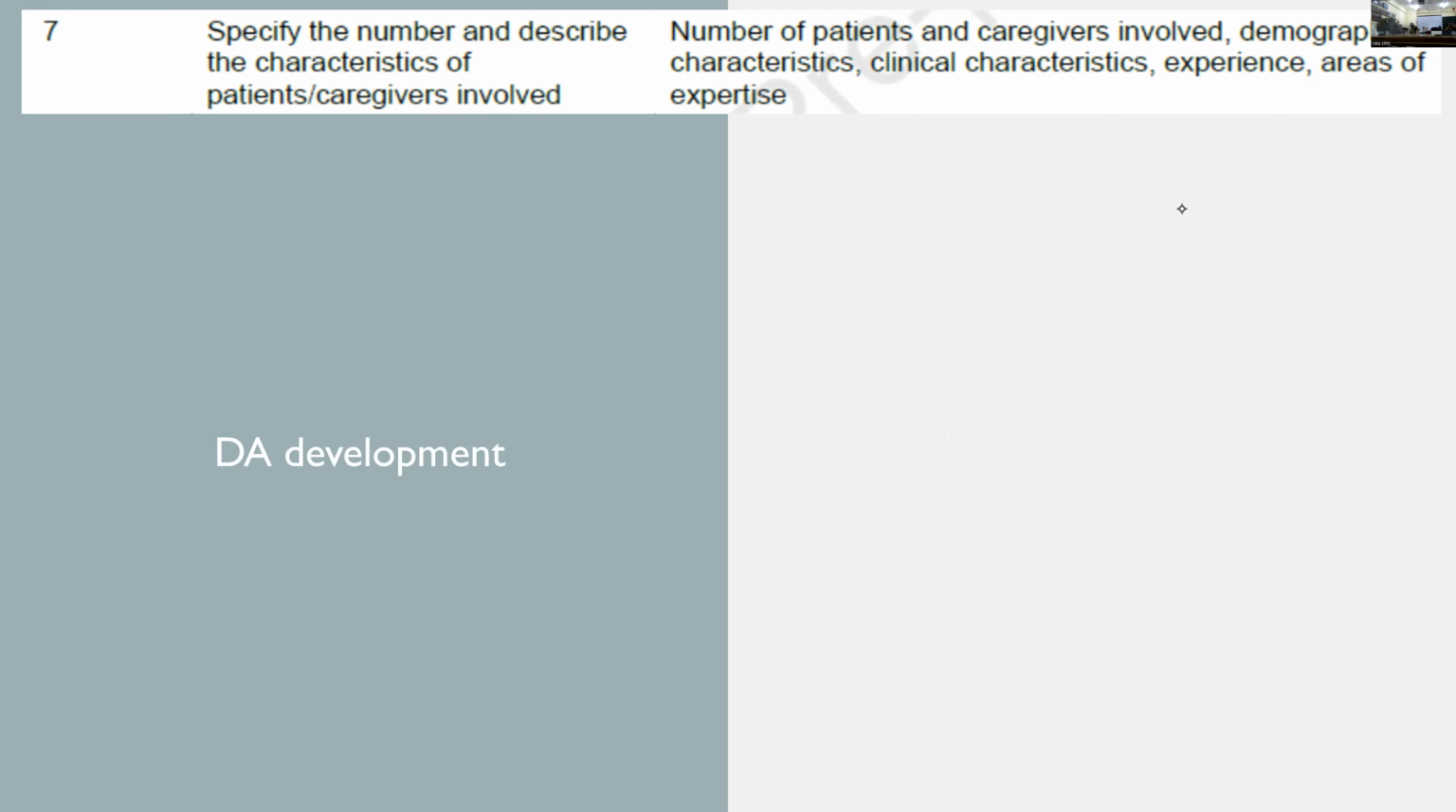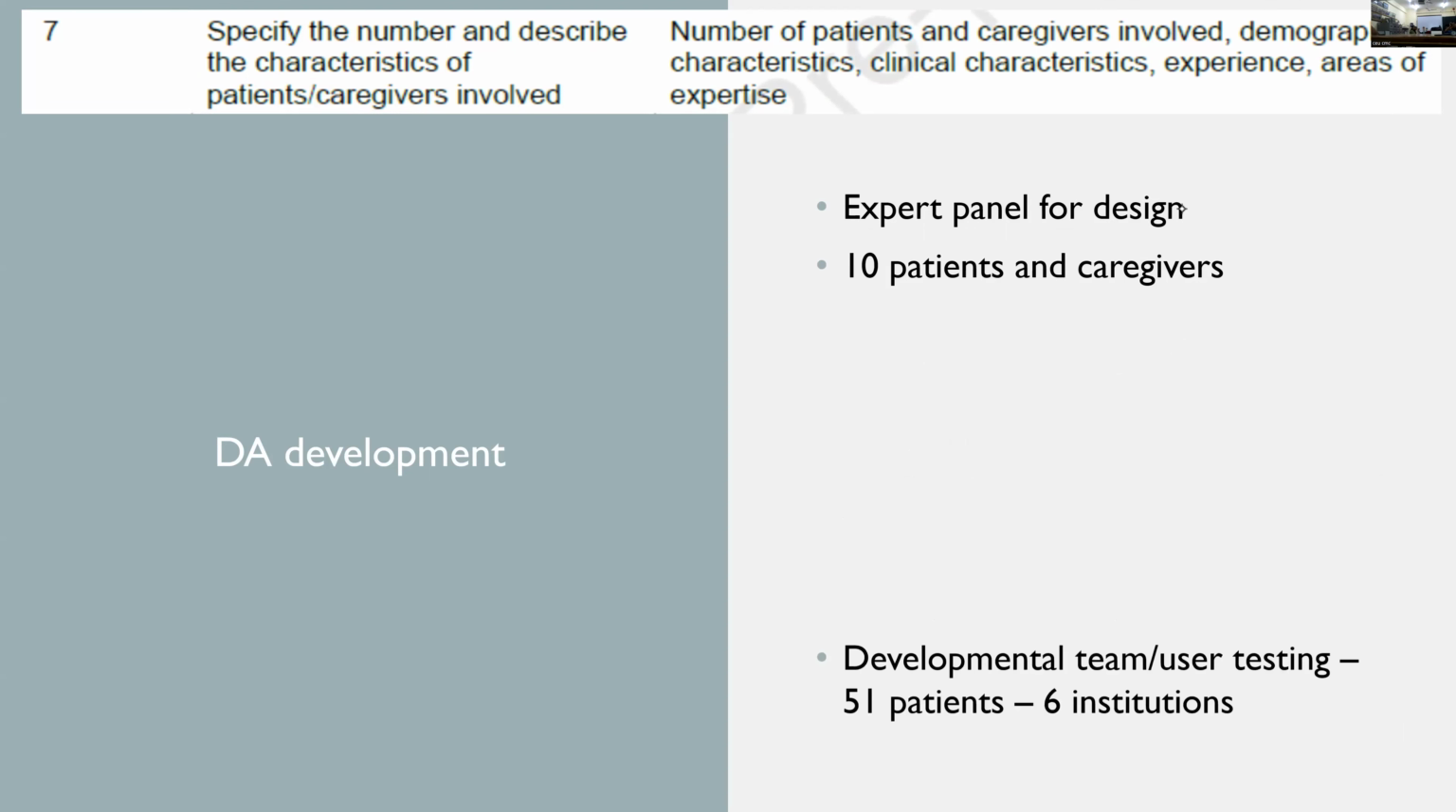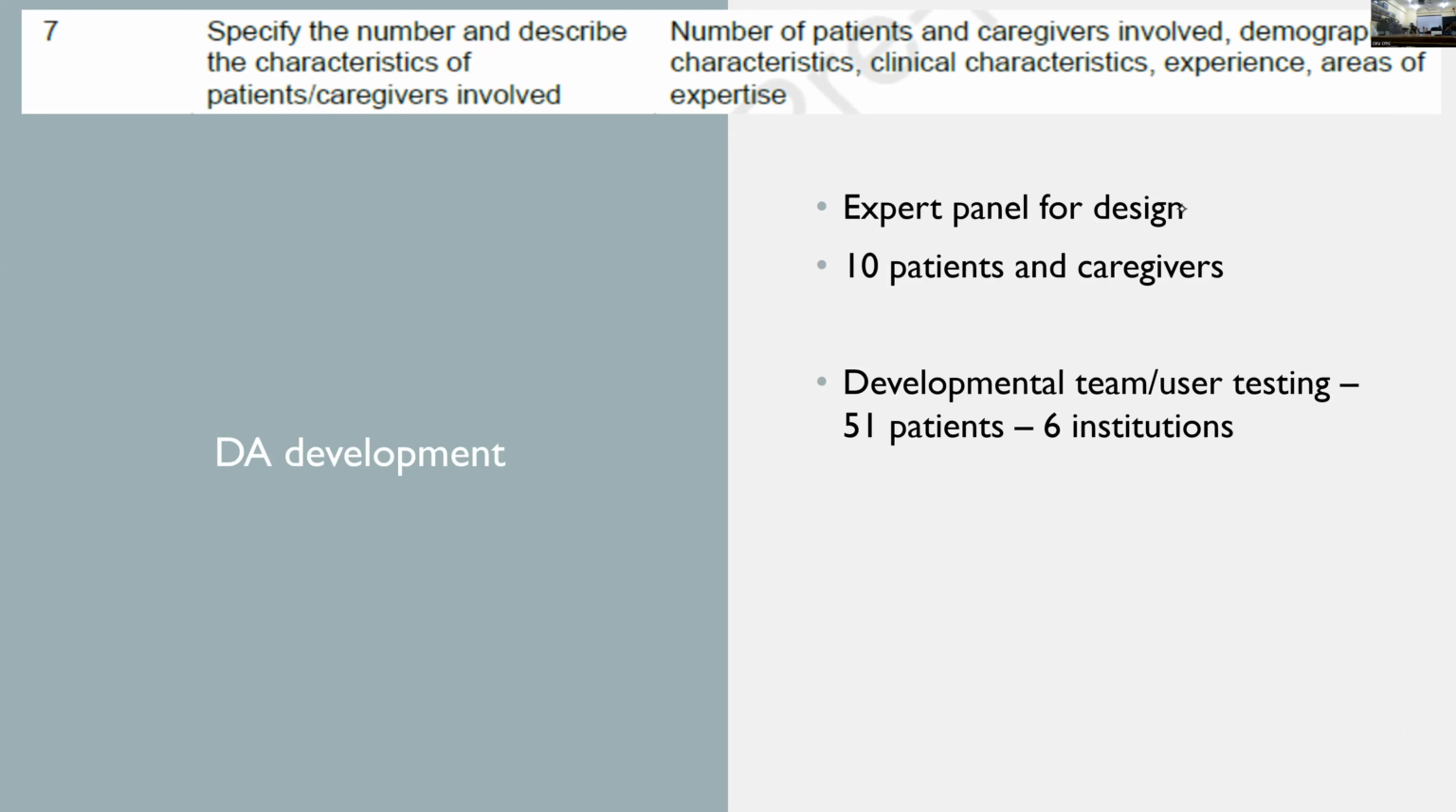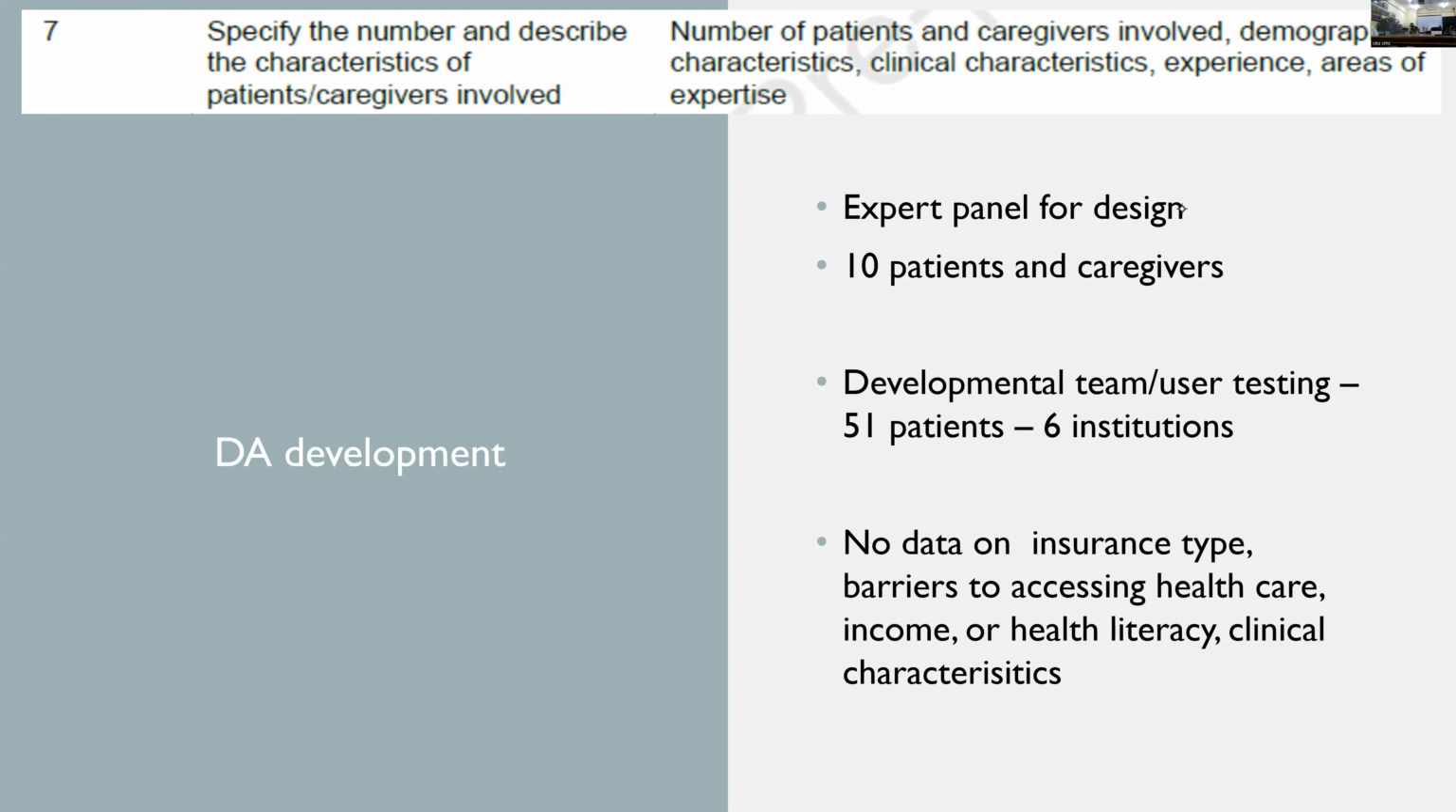Specify the number and describe the characteristics of the patient and caregiver involved. So in the developmental study, they had one panel for the designing of the aid, which included 10 patients and caregivers. They had another developmental team in which, apart from the other expertise, there were 51 patients. They were from around six institutions. However, the clinical details, the healthcare income, or the literacy are not present in this study. But they have said they included that in the RCT.